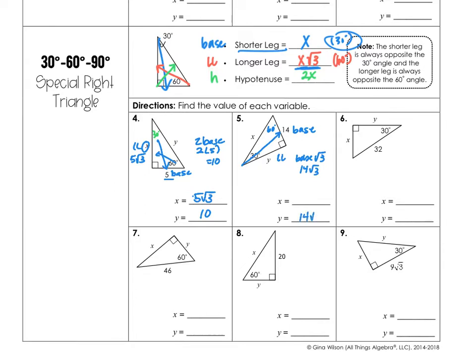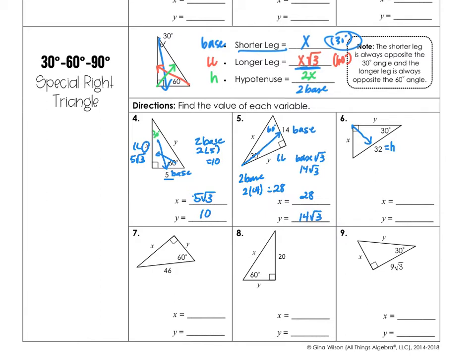So that's our Y. And you can always go back to the base to find your hypotenuse. Hypotenuse is 2 times the base. So 2 times the base is 2 times 14, which is 28. So I think those are super simple. Now when it gives you a different measure, this one's giving us the leg length across from the right angle, which makes it the hypotenuse.